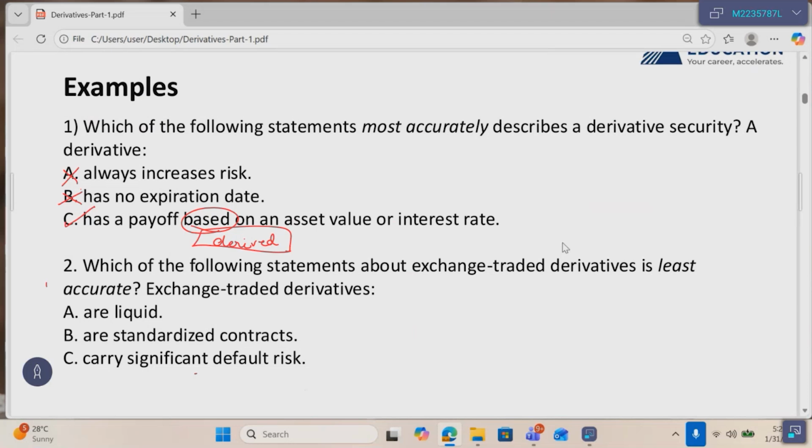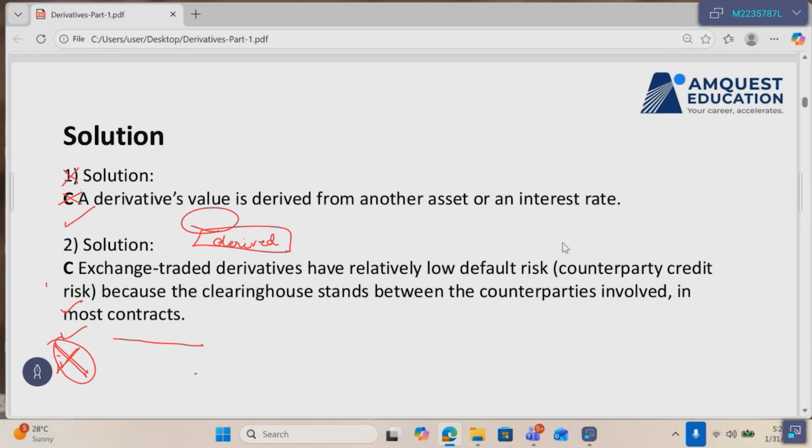Yeah? Which of the following is least accurate? Least. So you have to tell me which is accurate first, then you eliminate that and give the least accurate. Are exchange contracts liquid? Yes, they can be bought and sold. Are they standardized or customized? They are standardized, not customized. Do they carry significant default risk? No, because they are traded through the exchange. And therefore, this is the right answer because that statement is the least accurate. Clear? Okay? Least accurate.